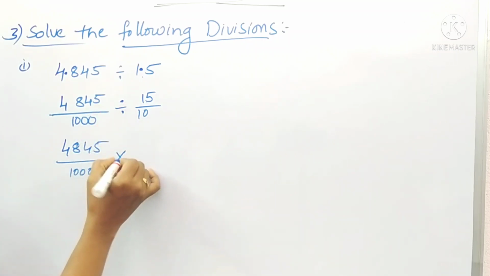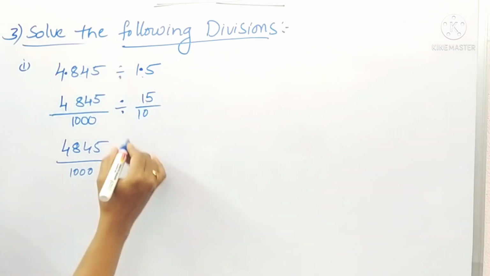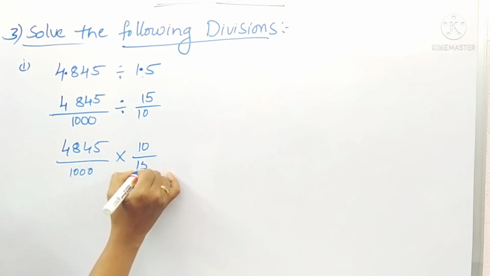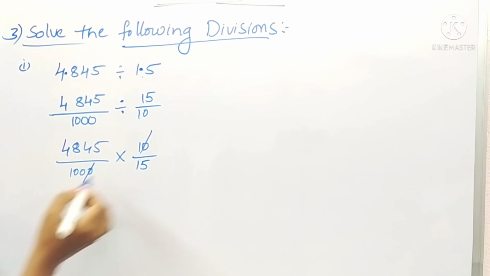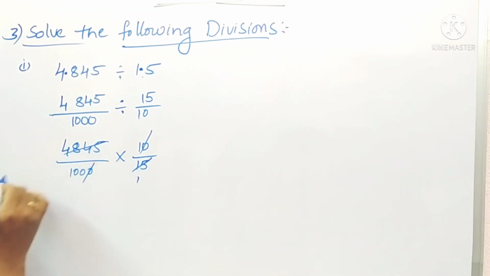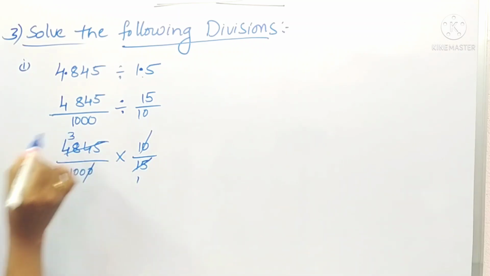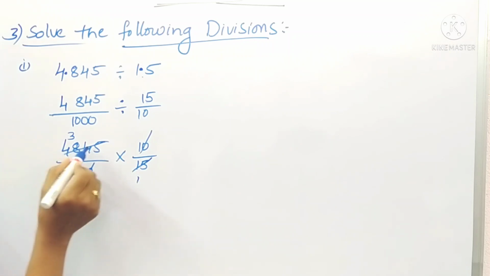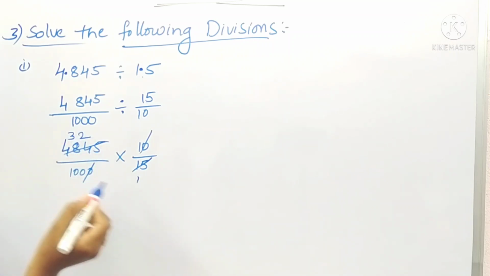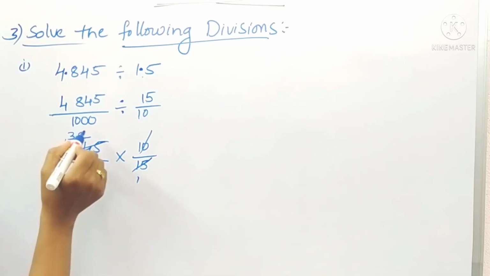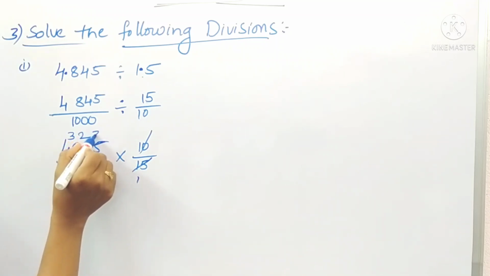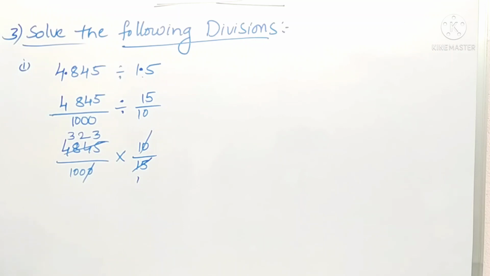Okay, and here 4845 by 1000. This division now becomes multiplication, and the fraction will get reversed, 10 by 15. So the 0 and 0 get cancelled. So with 15 only we can cancel this. 15 3s are 45, 3 will be there. So it is 34. 15 2s are 30, again 4 will be there. 45, 15 3s are 45. So it is 323 by 100.